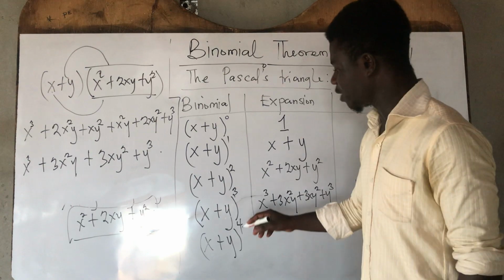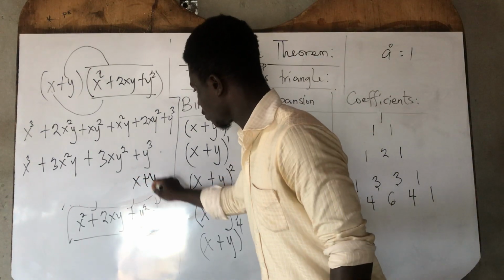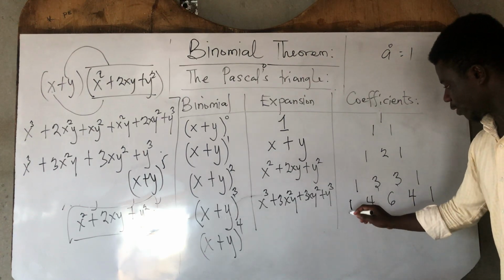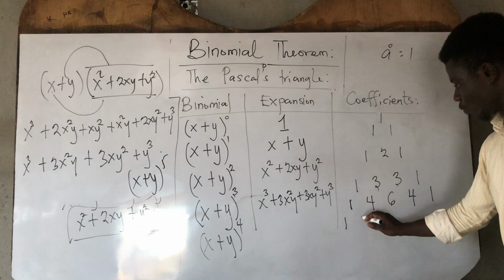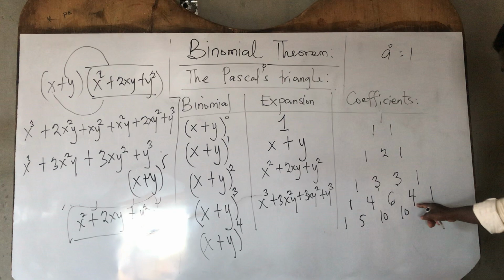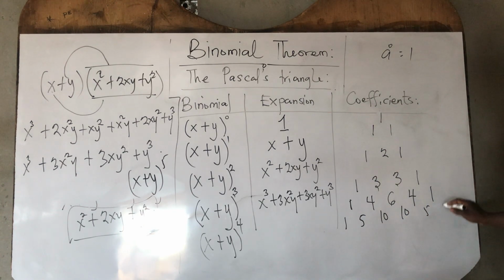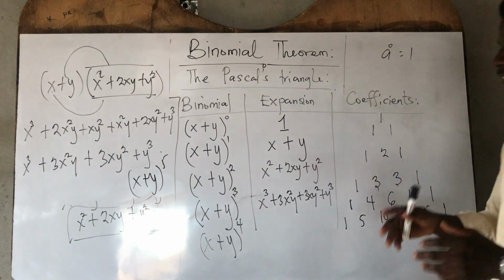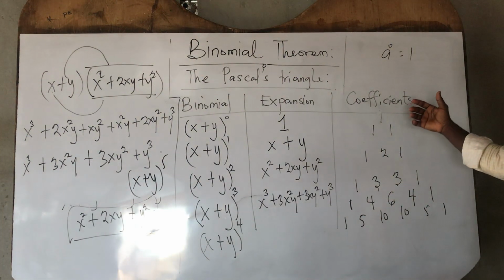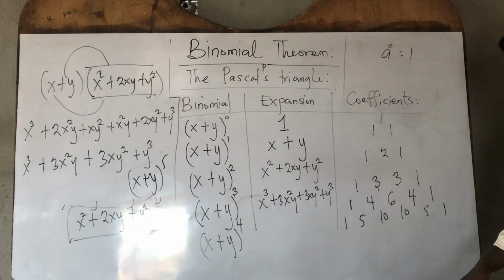Now you can generate the coefficient for x plus y to the power 5. So now it will be 1 plus 0 is 1. 1 plus 4 is 5. 4 plus 6 is 10. 6 plus 4 is 10. 4 plus 1 is 5. Then 1 plus 0 is 1. So Pascal is a great mathematician, because you can see the coefficients of that for Pascal's triangle.